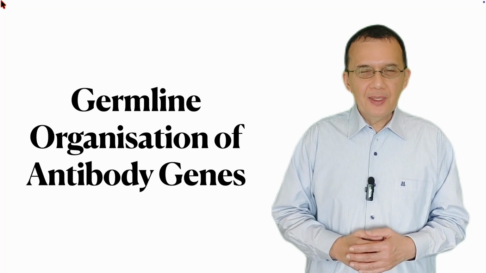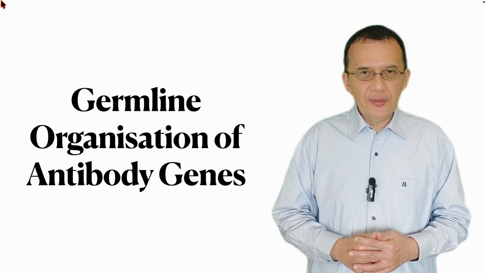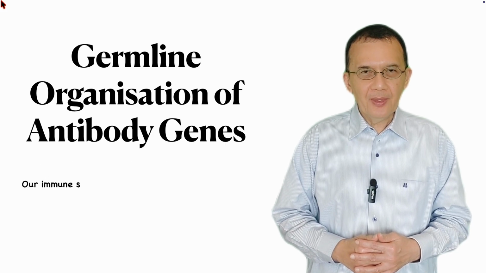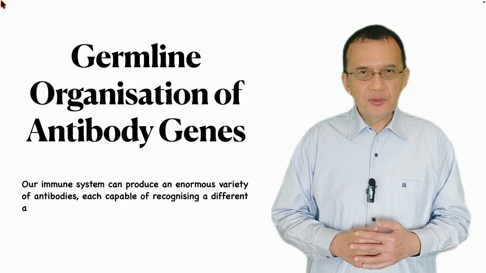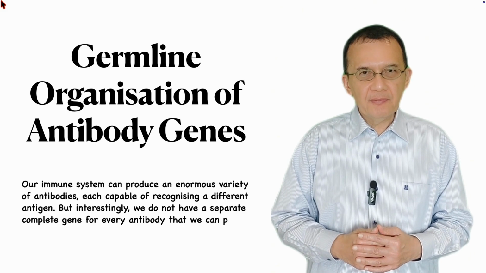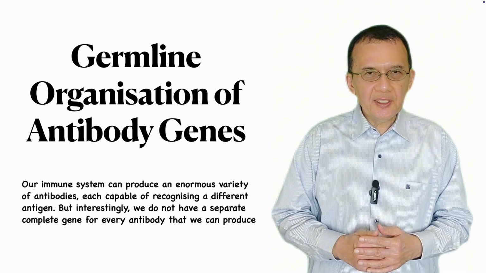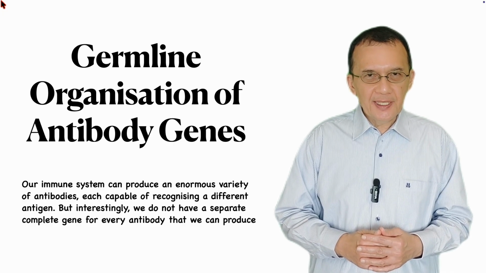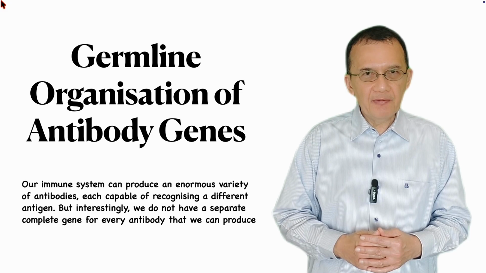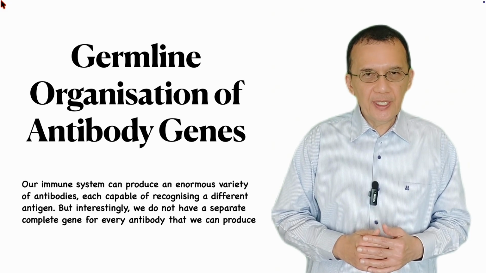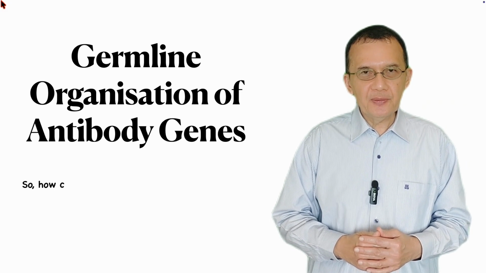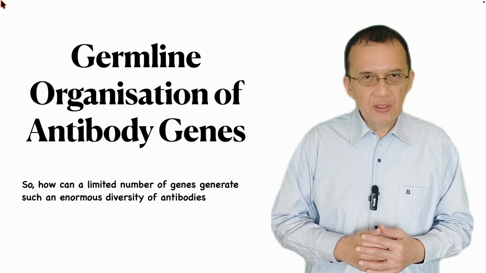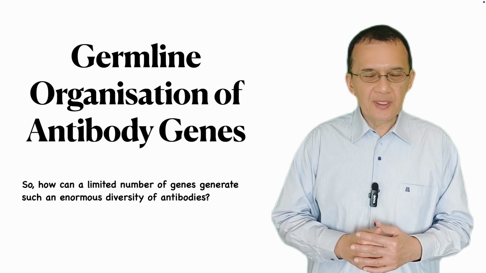Hi everyone. In this video, we are going to explore the germline organization of antibody genes. Our immune system can produce an enormous variety of antibodies, each capable of recognizing a different antigen. But interestingly, we do not have a separate complete gene for every antibody that we can produce. So how can a limited number of genes generate such an enormous diversity of antibodies?